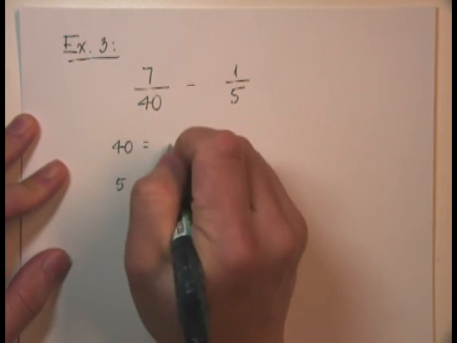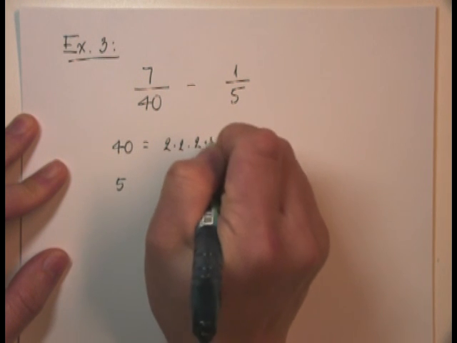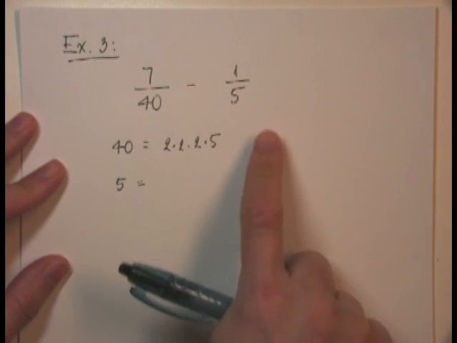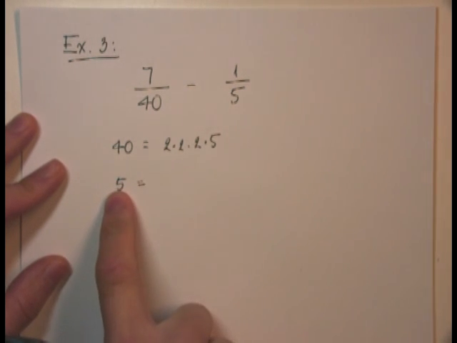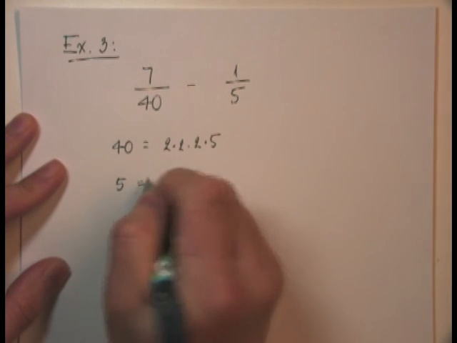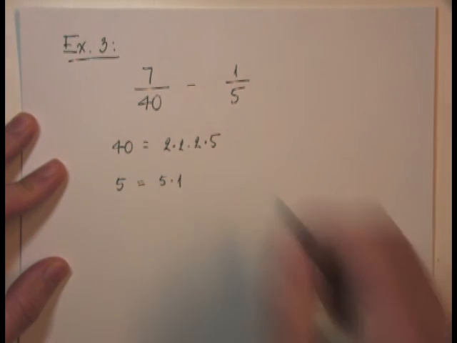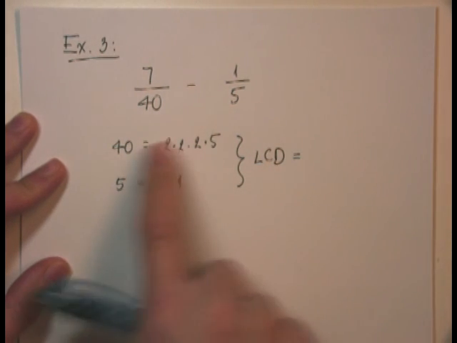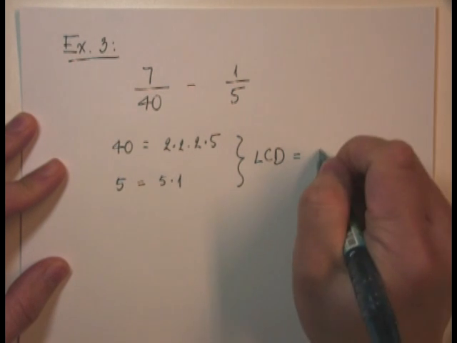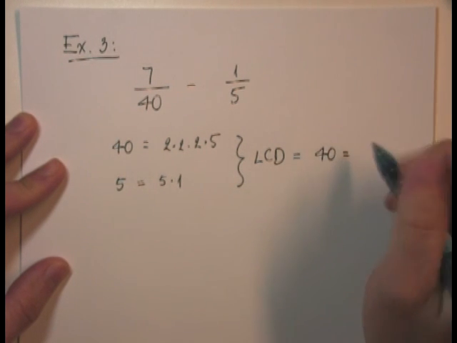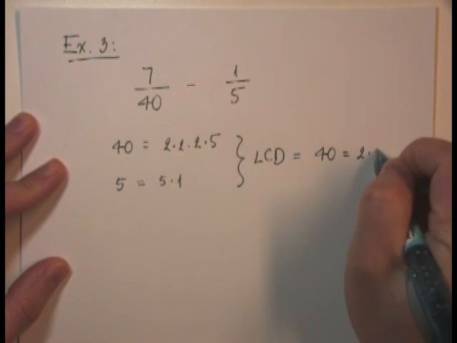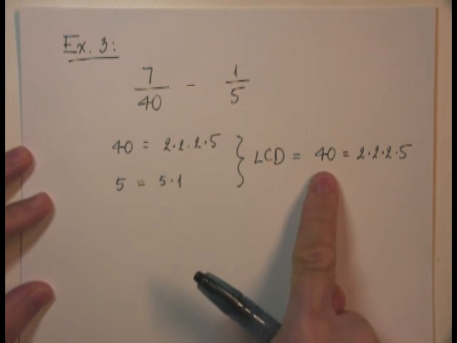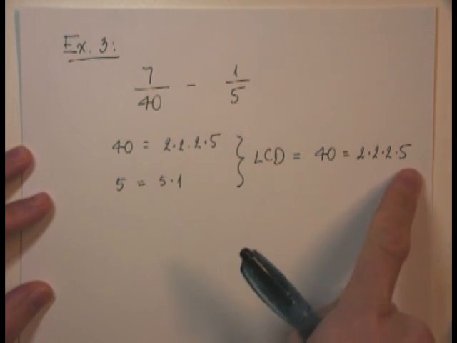So 40 contains 2 times 2 times 2 times 5. And the second denominator is 5, and 5 itself is already a prime number. So in terms of prime factors, it has 5 times 1. And so the LCD for the two fractions here would be 40, which in terms of prime factors would have 2 times 2 times 2 times 5. And so now here is 40 as my LCD, and those are the prime factors of the LCD.